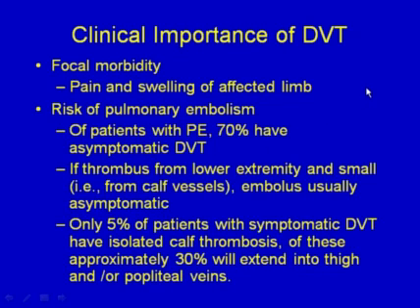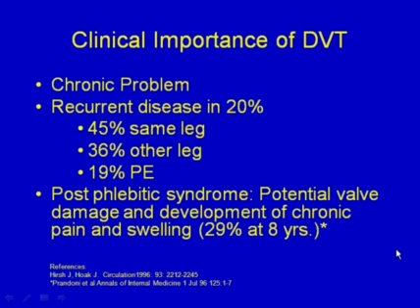Clinically, DVT is important because patients present with pain and swelling of the affected limb. And of course, as we already said, there's an increased risk of pulmonary embolism. Of patients with pulmonary embolism, 70% may have an asymptomatic deep venous thrombus. If the thrombus is from a lower extremity and very small, usually that embolus is asymptomatic. Only 5 patients actually with symptomatic DVT will have isolated cath thrombosis, but of these, approximately 30% will extend into the thigh or popliteal veins, so even cath thromboses are important to make the diagnosis.